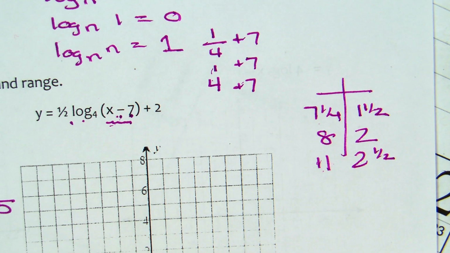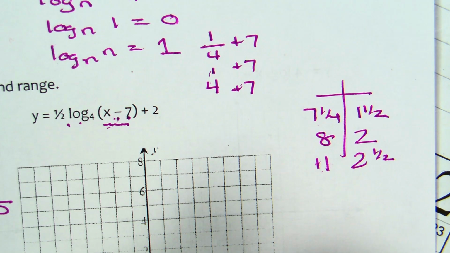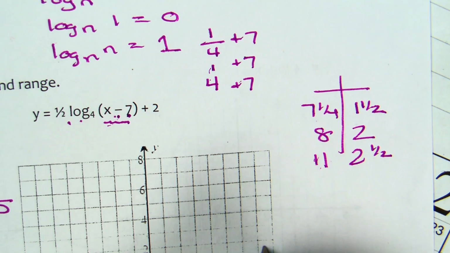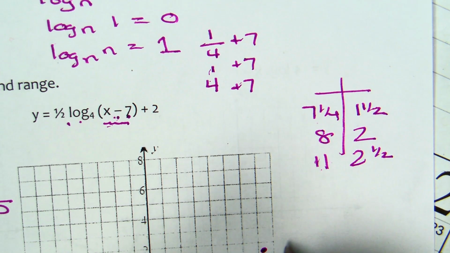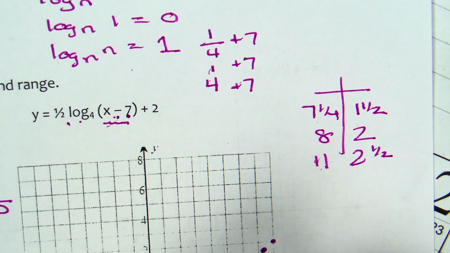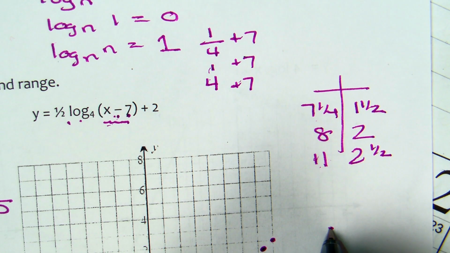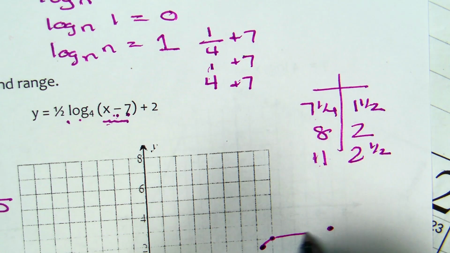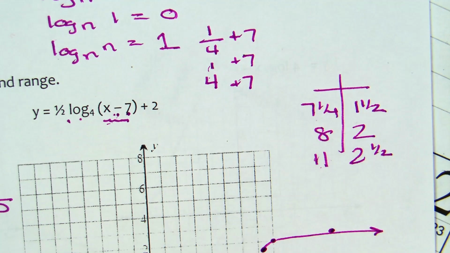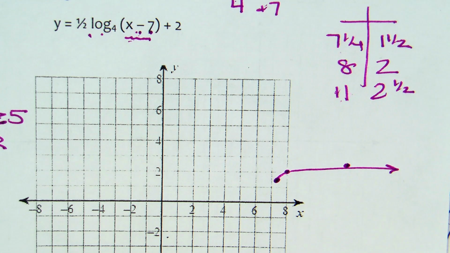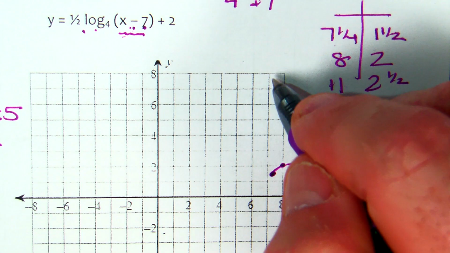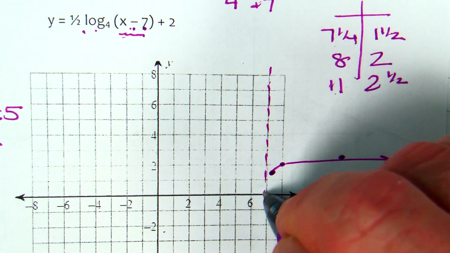Again, each time it's going up by a half. So 7 1/4 gives 1.5, 8 gives 2, and 11, which is out here, gives 2.5, which is up there. Again, the opposite of the negative 7 is the plus 7. So there's your asymptote.